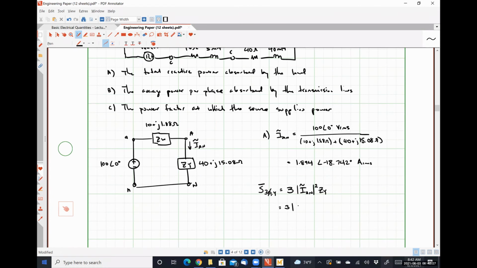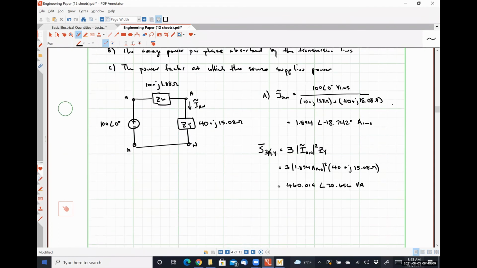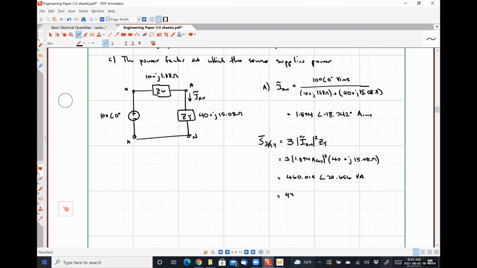So that would be 3 times 1.894 amps RMS squared times 40 plus j 15.08 ohms, which gives me 460.019 with an angle of 20.656 volt amperes, or 430.447 plus j 162.275 volt amperes. And from this, Q 3-phase is just 162.275, the imaginary part, right?